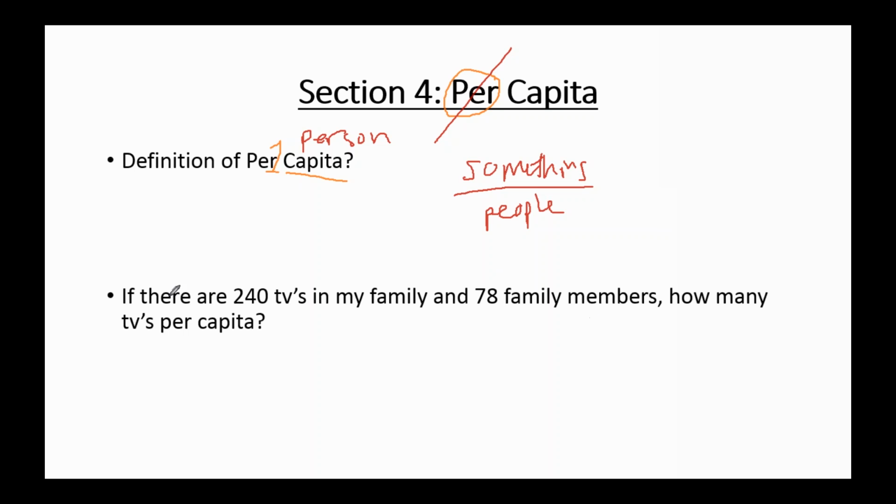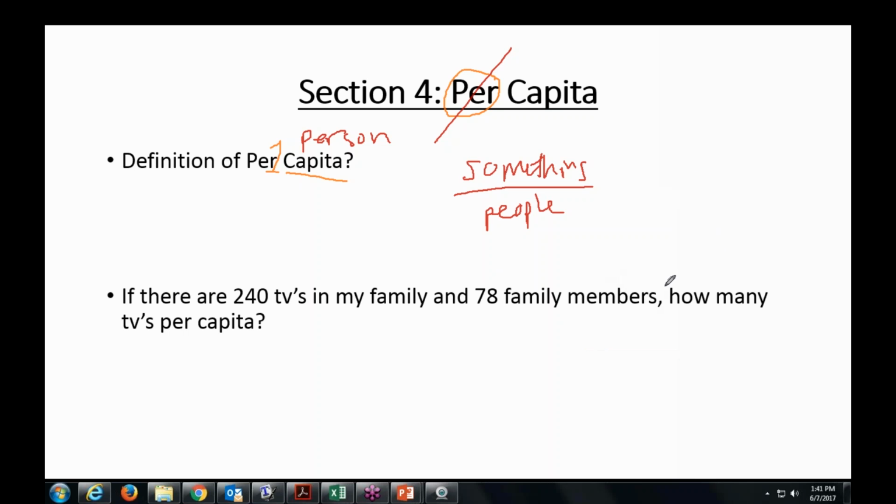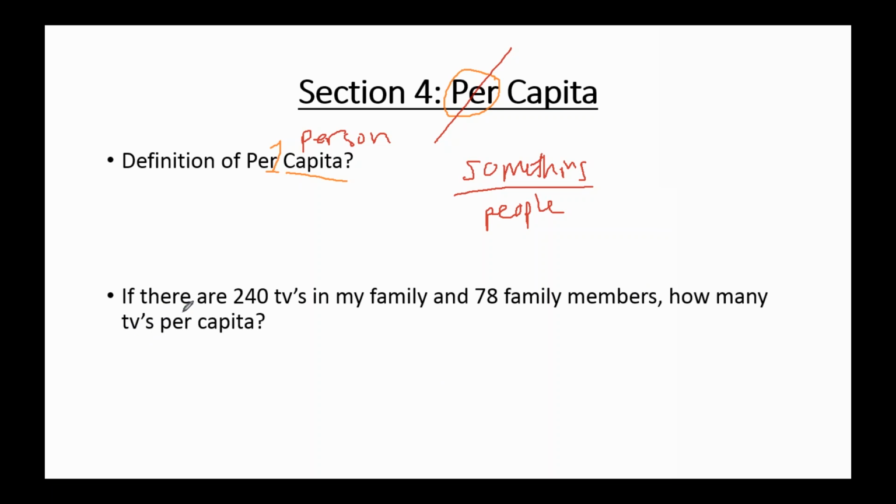All right, so let's look at our second example here. Well, actually, it's our first example of this one, but whatever. If there are 240 TVs in my family and 78 family members, how many TVs per capita? And this is probably pretty accurate. Okay, so if we're talking about TVs per capita, remember the word per implies the fraction, and we're talking about per one person. So in words, we're talking about TVs, per is the fraction bar, and we're going to put people on the bottom.